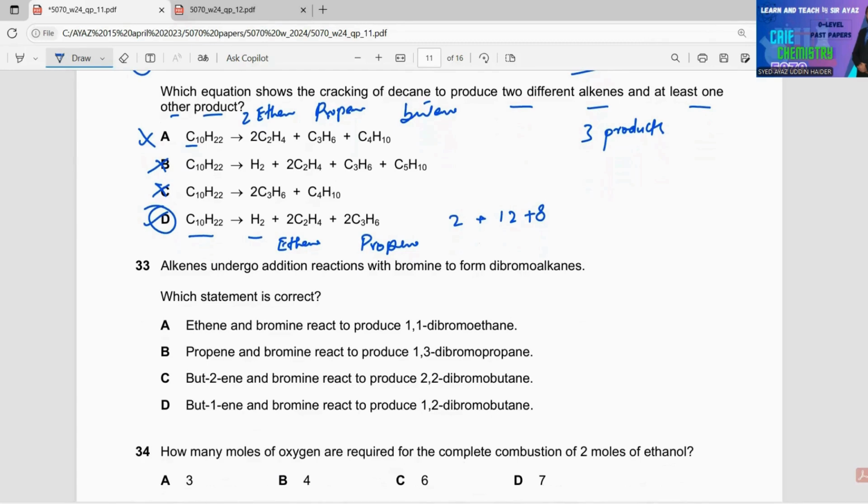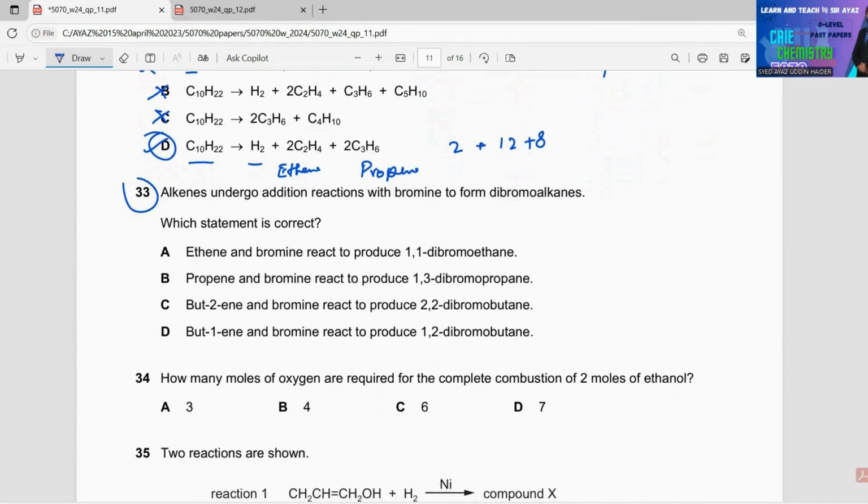Moving to next MCQ, which is 33. Alkenes undergo addition reactions with bromine to form dibromoalkanes. Which statement is correct? A. Ethene and bromine react to produce 1,1-dibromoethane. This can't be the right answer. A is incorrect. The reason is that this ethene has a carbon-carbon double bond. When it's reacted with a bromine molecule, each carbon will receive 1 bromine. You can't have 2 bromines on the same carbon atom. So this can't be the right choice.